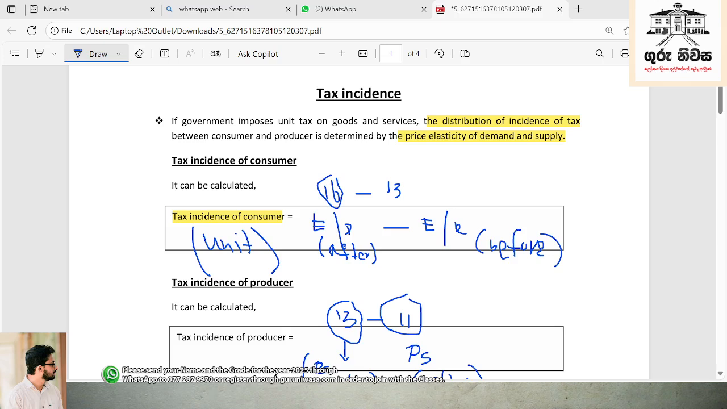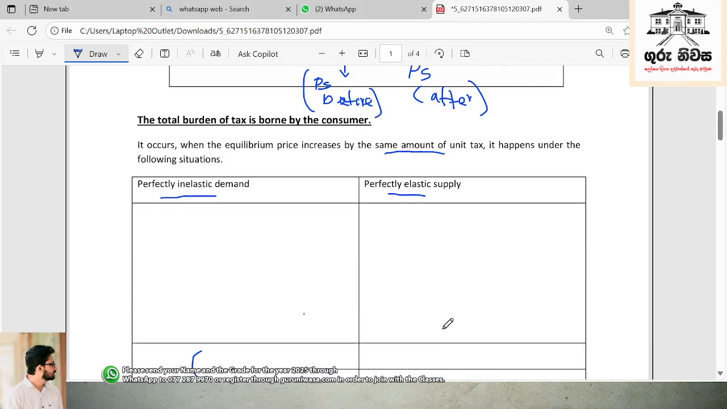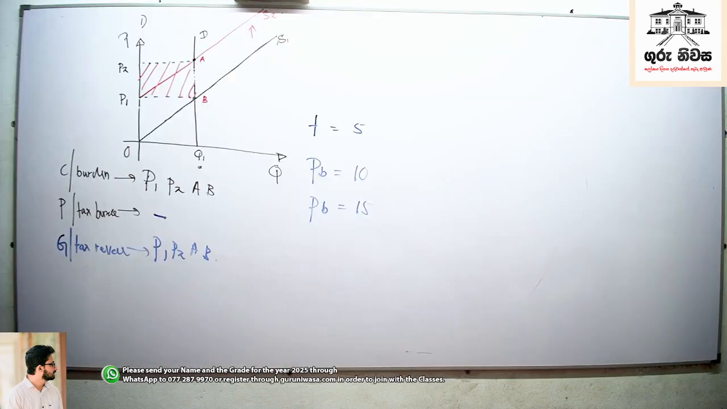Second one. Can you draw the second one yourself? Perfectly elastic supply. Here the supply curve is specific. You can draw the given supply curve and a normal demand curve. Okay, I'll do it for you.